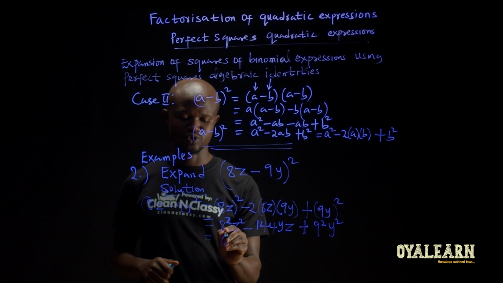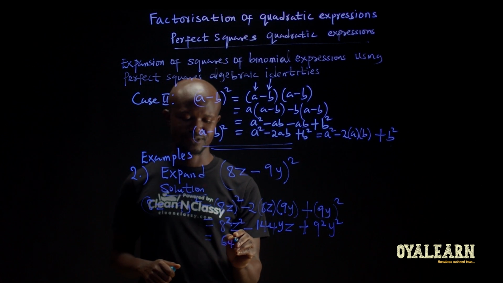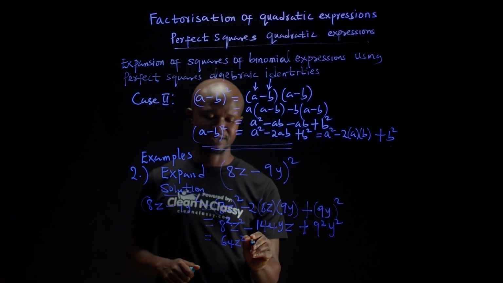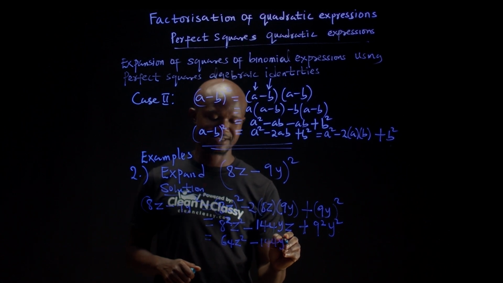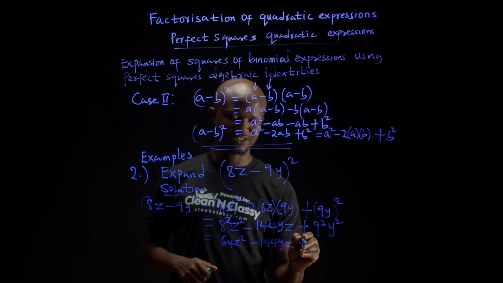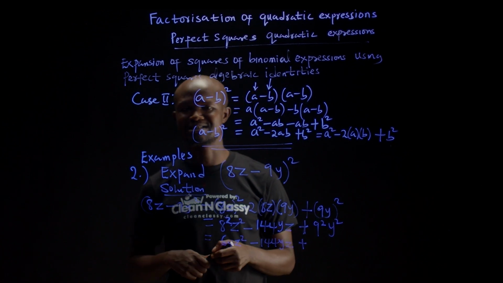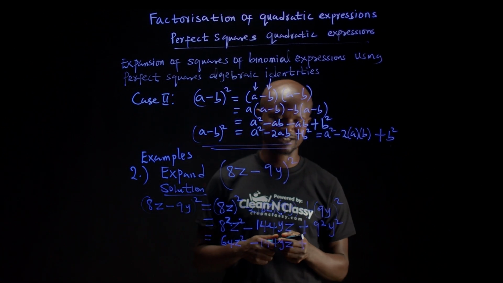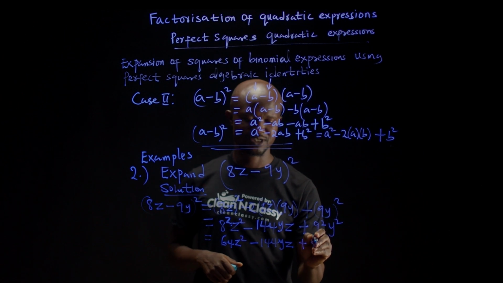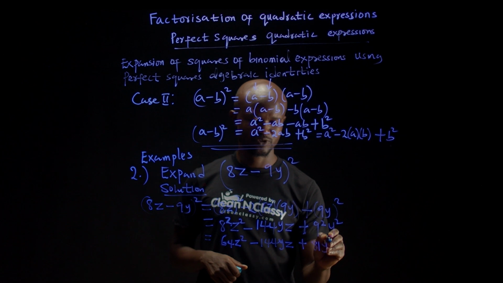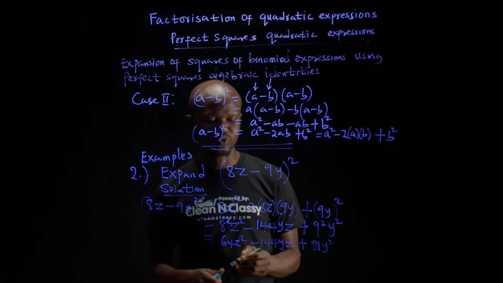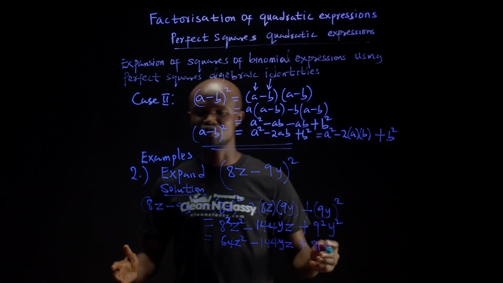64. So we have 64z squared minus 144yz plus what? 9 squared, that is 9 times 9, that is 81. So plus 81y squared. We have 81y squared. So that is the solution to the problem.